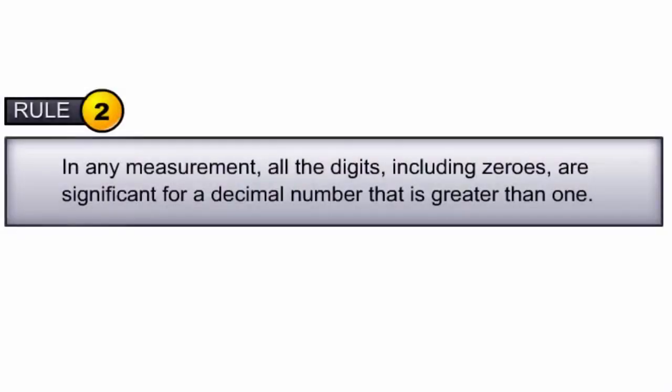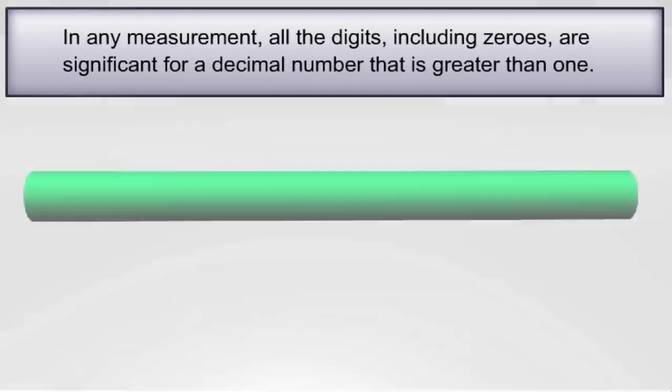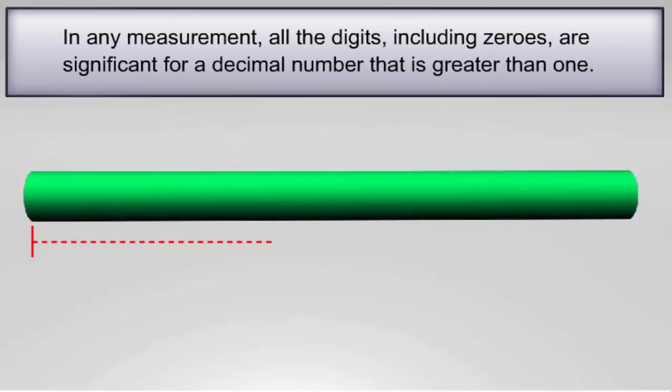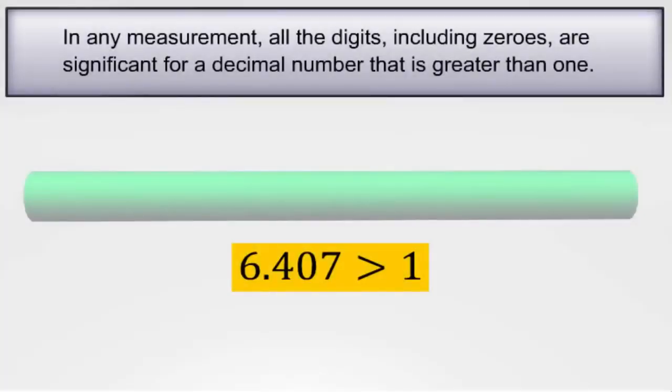The second rule says that in any measurement, all the digits, including zeros, are significant for a decimal number greater than 1. Here, we have the length of a water hose, which measures 6.407 meters. This number is greater than 1. There are 4 significant figures in this number.